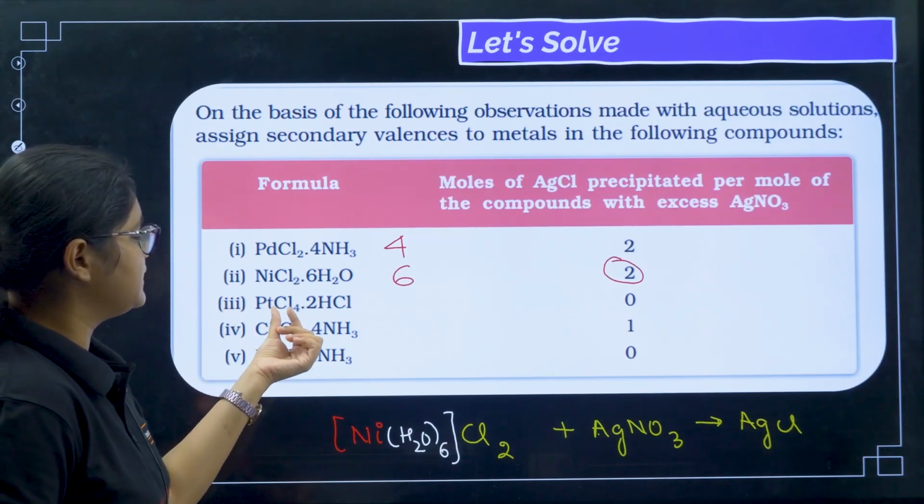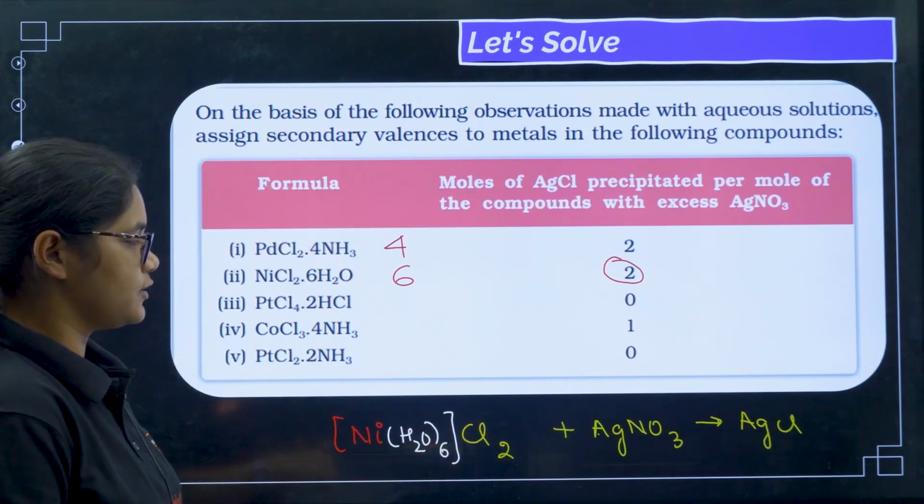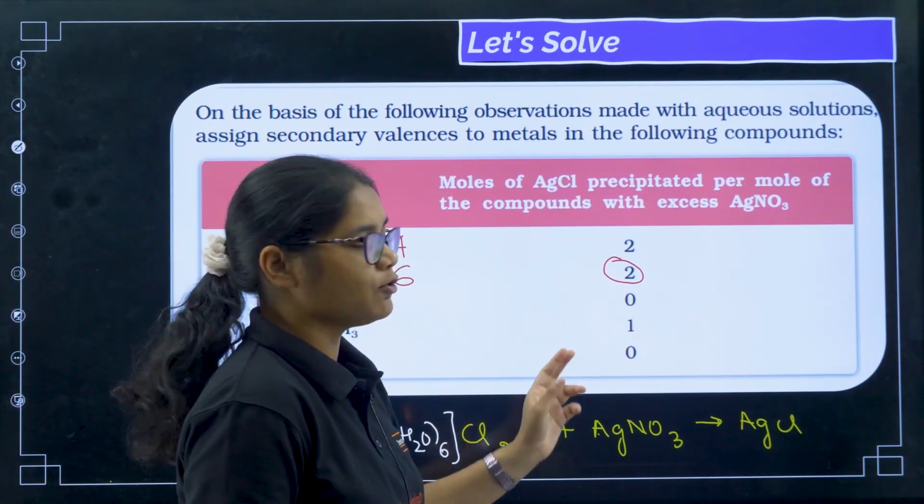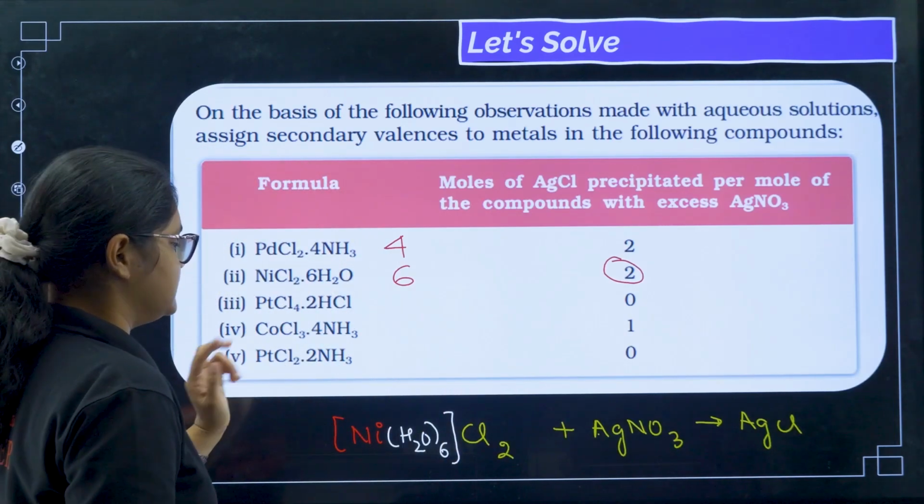Now here you see PtCl4·2HCl, and the number of AgCl moles formed is 0. That means no Cl is outside, all the Cl is inside, right?